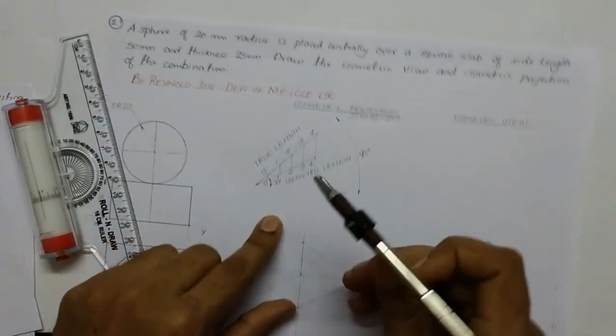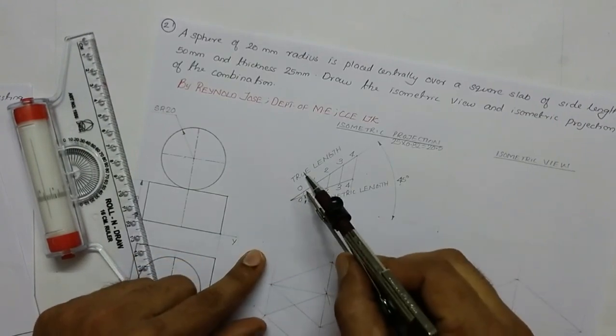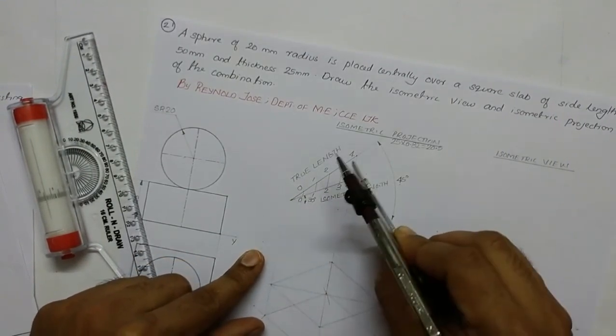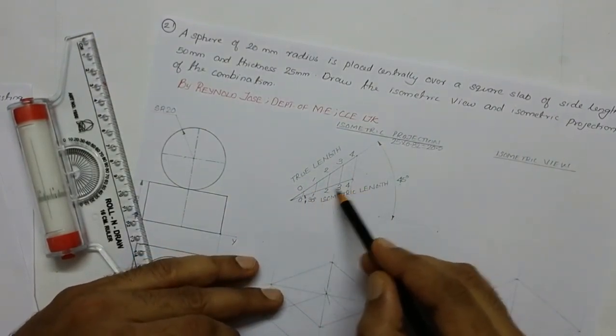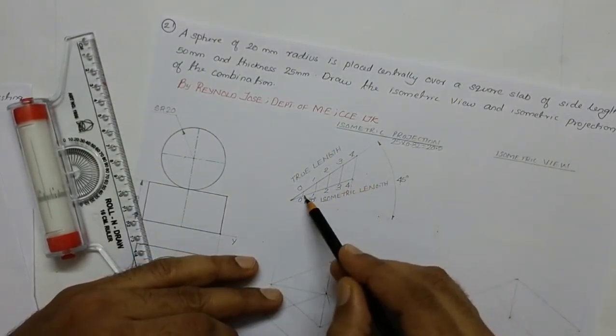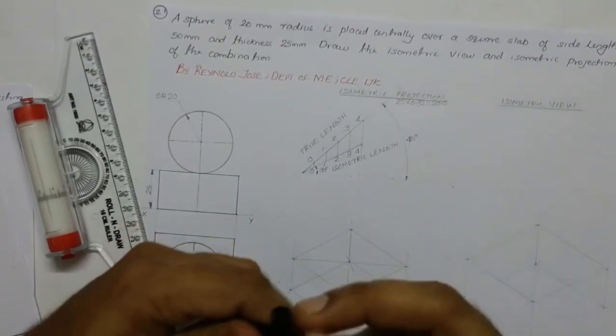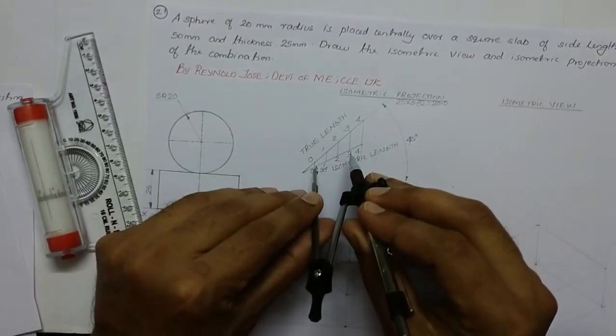The height of the axis is 40. Already here we have this. This is true length 40, and this is isometric length 40. So this will be 40 into 0.82. Take this length in the compass.